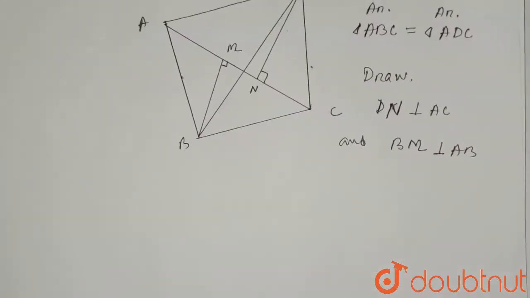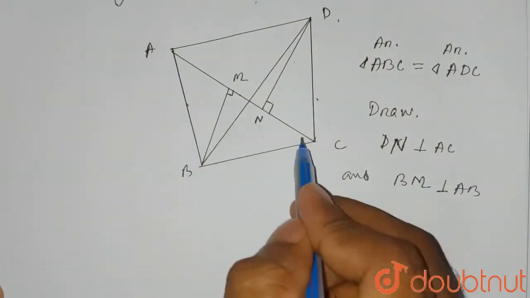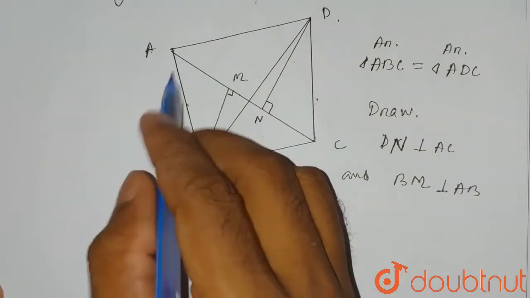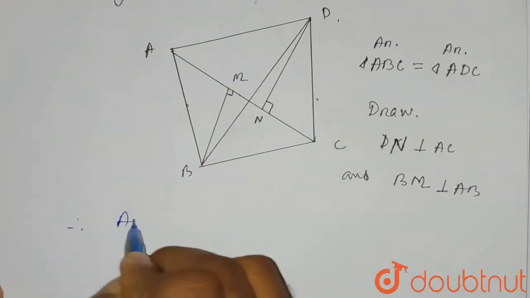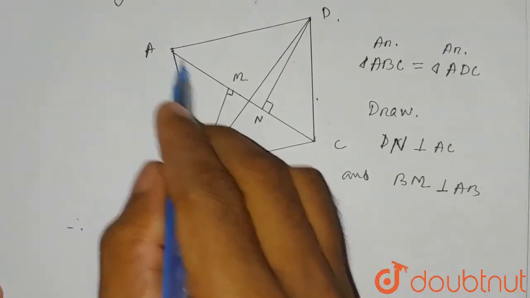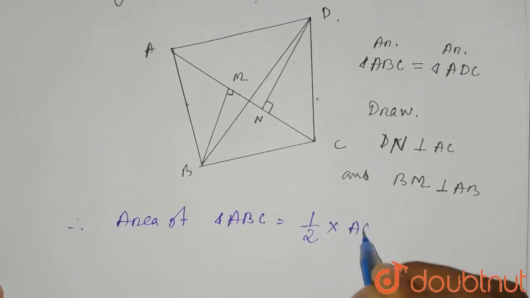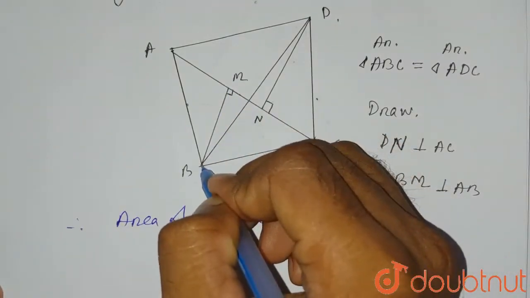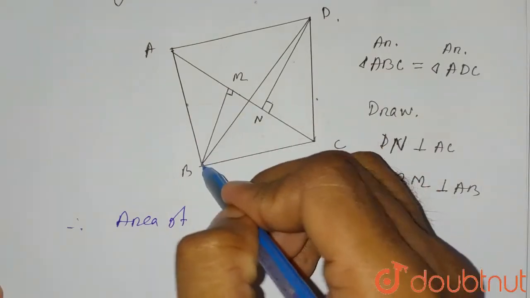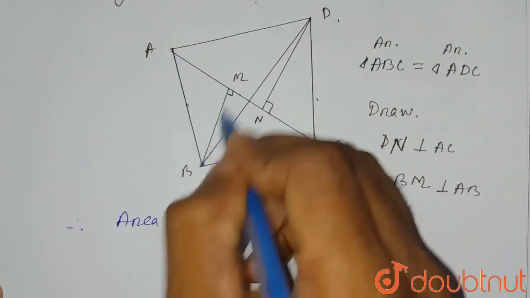Now let's continue. If you look at the diagram, it is given that triangle ABC equals triangle ADC. That means the areas are equal. So the area of triangle ABC equals, if we take AC as the base, half into base into height, that means half into AC into height. The height is the perpendicular distance from the vertex to the base. This is the base and this is the perpendicular distance, BM.